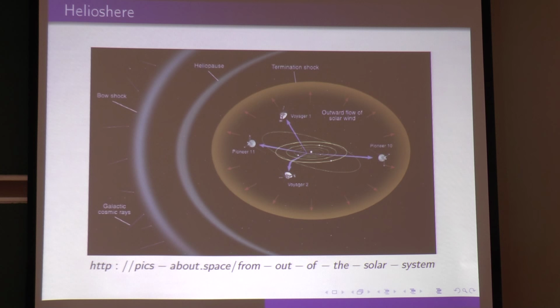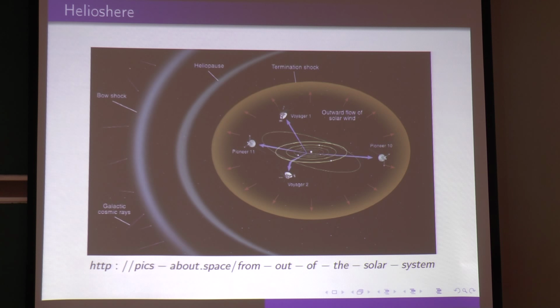Here we have an artist's view of the heliosphere. The heliosphere is the space around the sun. The radius of the heliosphere is about 100 astronomical units. The boundary of the heliosphere is the termination shock. The termination shock is the region where solar wind becomes subsonic. After it we have the heliosheath, the region between the termination shock and the heliopause, and the heliopause is the outer boundary, and here we have interstellar space.